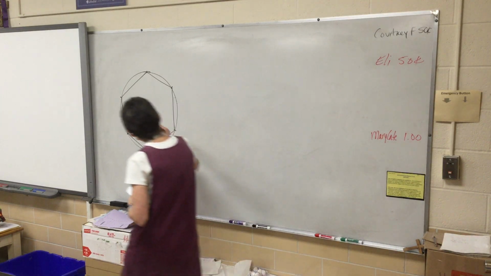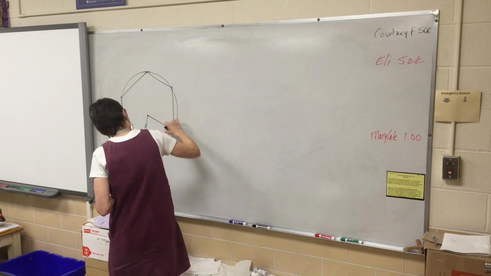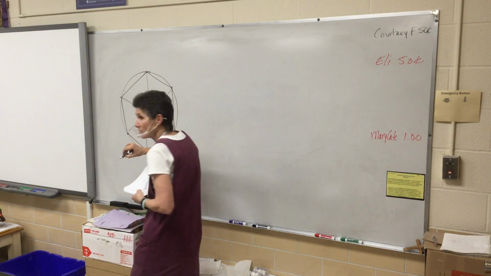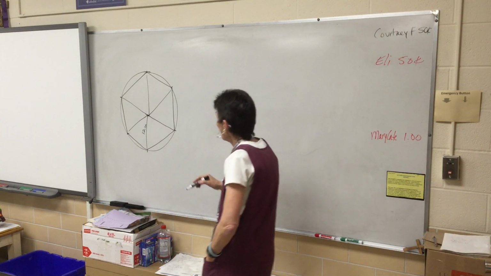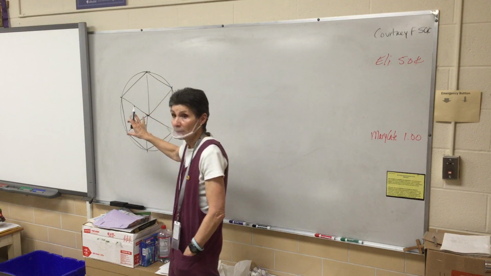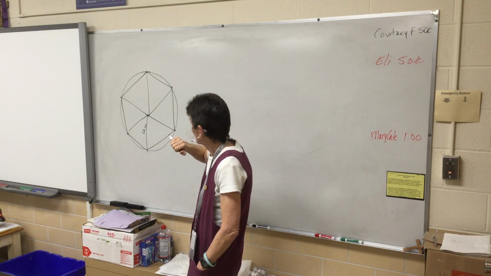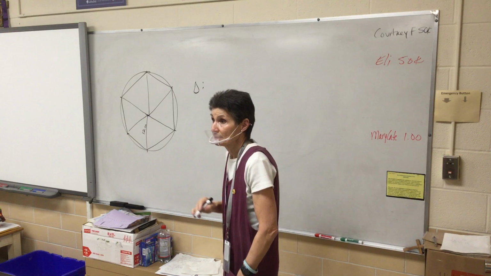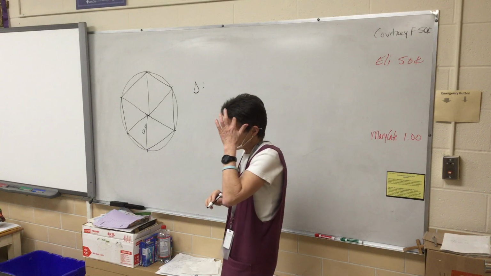The radius is 12 inches. So all of these would be 12 inches. I'm not going to label all of them, but would you agree with me? All of those are 12 inches? All of these triangles, even though my picture isn't very good, are congruent. So if I want to find the area of the whole shebang, I could find the area of the triangle and then multiply it by 6. Right? Okay. So let's look at the triangle.